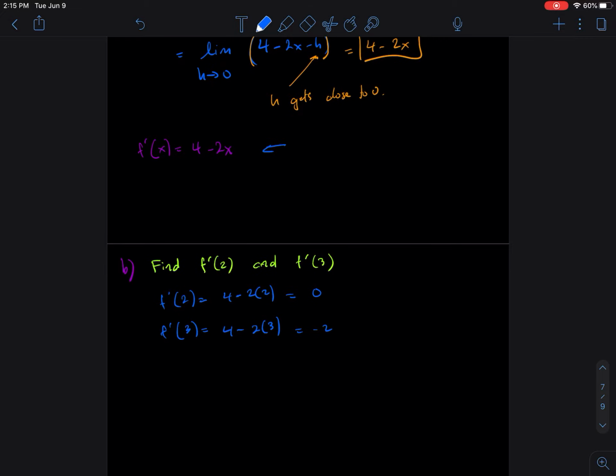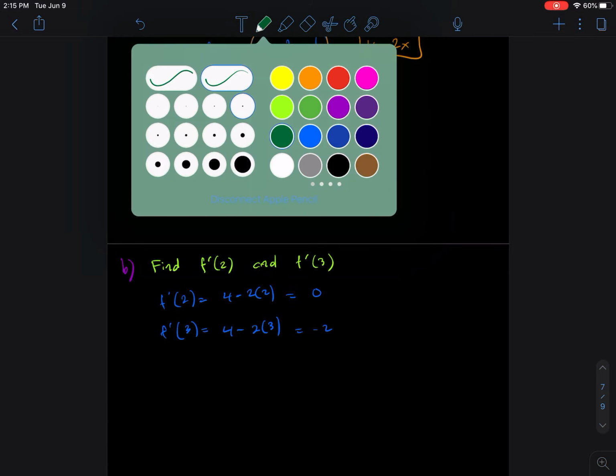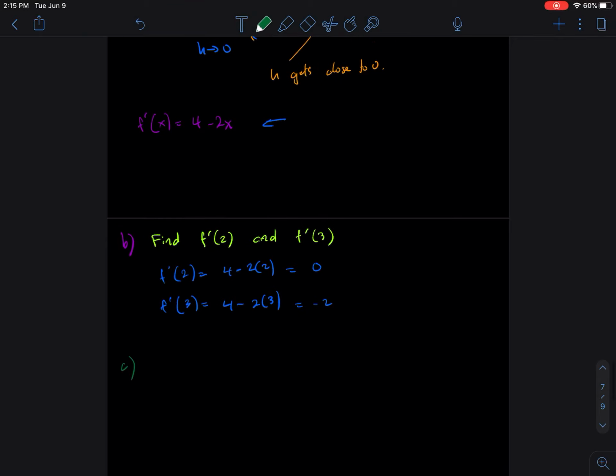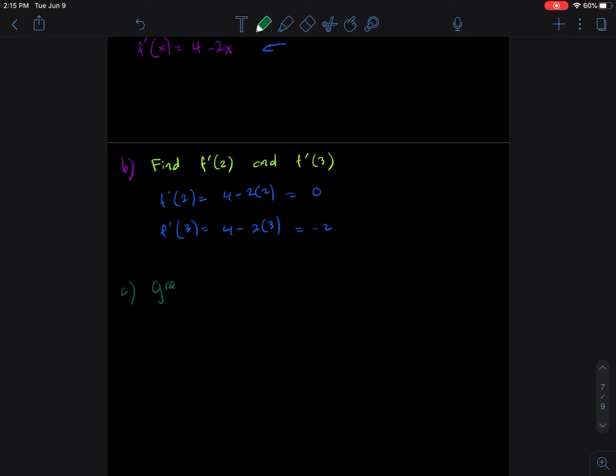Finally, part C. Let's make sense of what we did in B. So we say graph f of x and interpret f prime of 2 and f prime of 3 geometrically. So let's go ahead and do that.